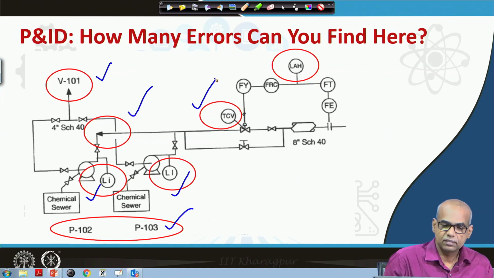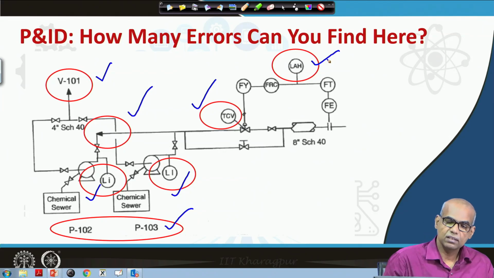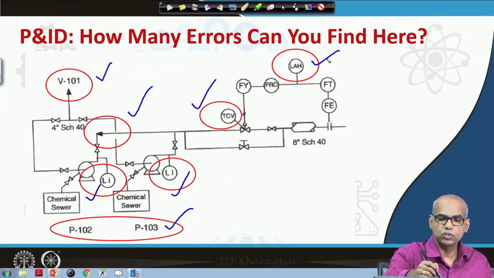Look at here, instead of TCV, which represents temperature control valve, it should be flow control valve, FCV. Similarly, it is not a high level alarm, it is flow. We are not measuring level here, we are measuring flow. So, these are the errors associated with this piping and instrumentation diagram.